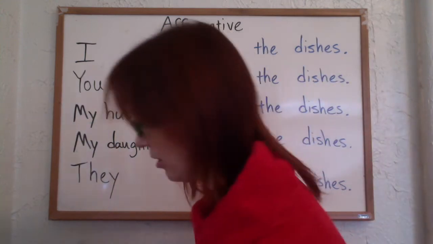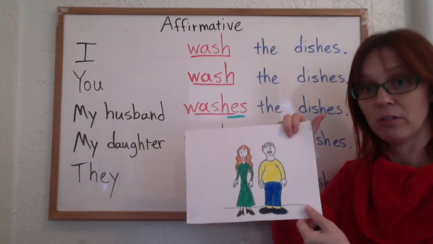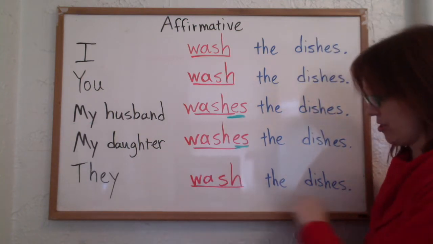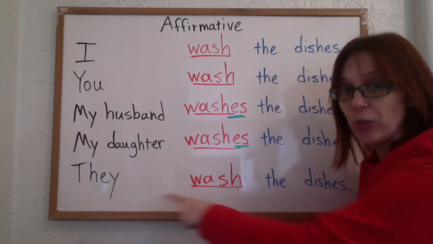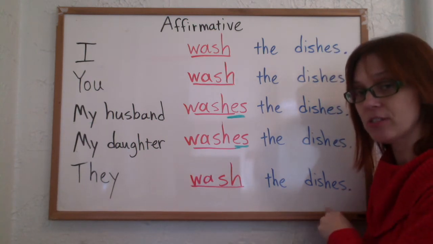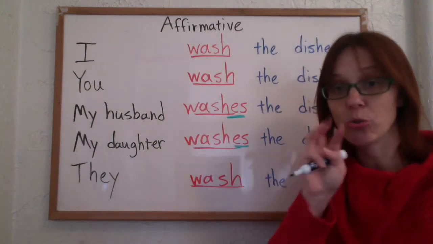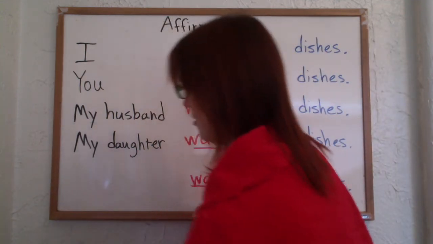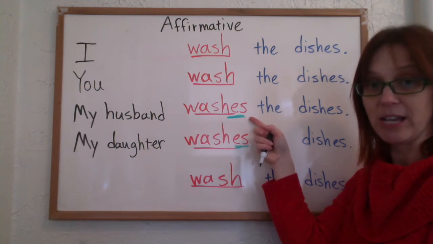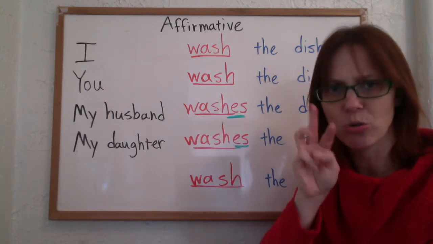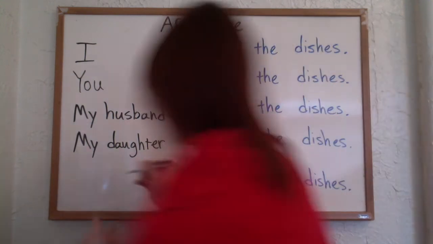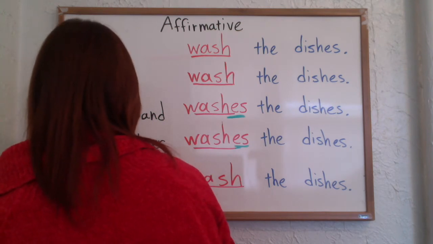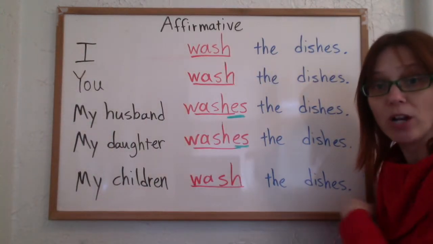They, maybe I talk about two people. For example, my children. They wash the dishes. My children wash the dishes. Because it's 2 or 3 or 4 people. It's plural. So if I talk about one person, I use S. If I talk about 2 or 3 or 4, no S. My children wash the dishes.